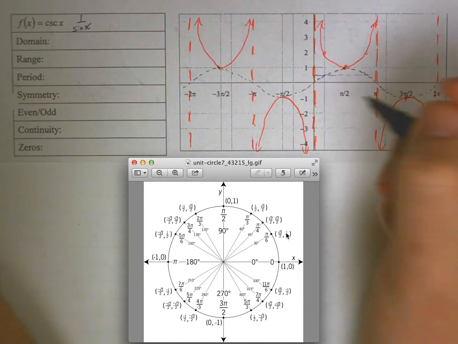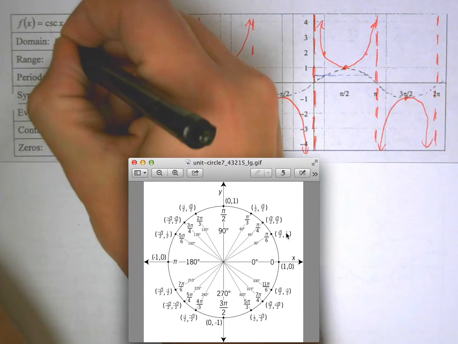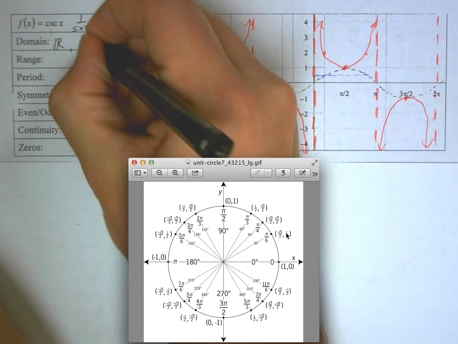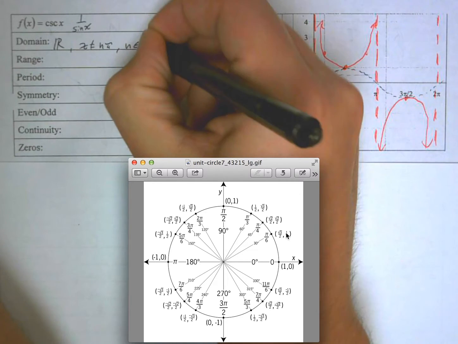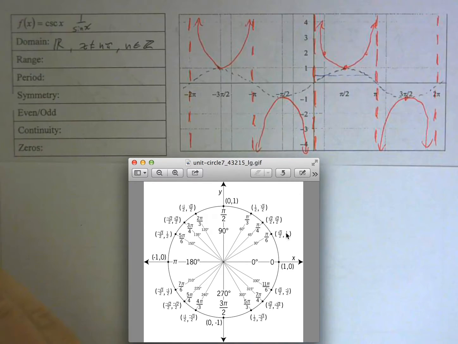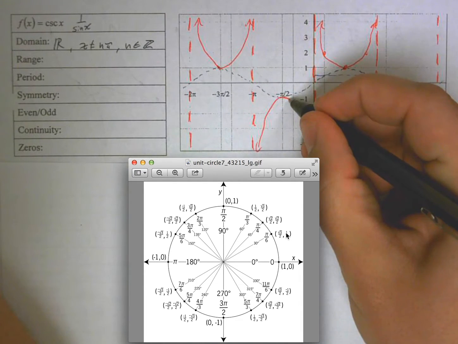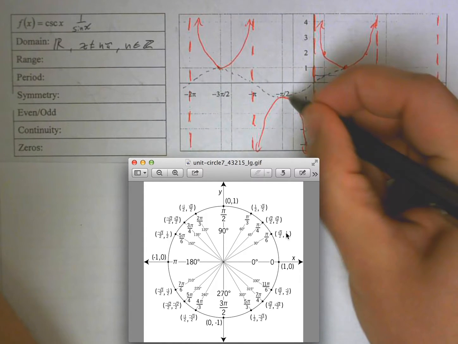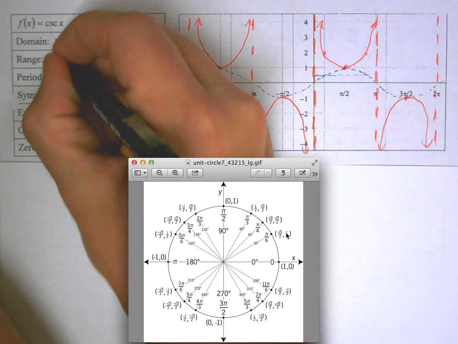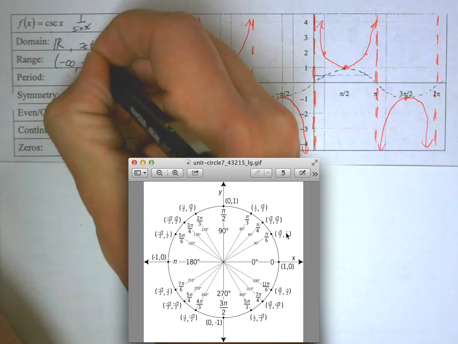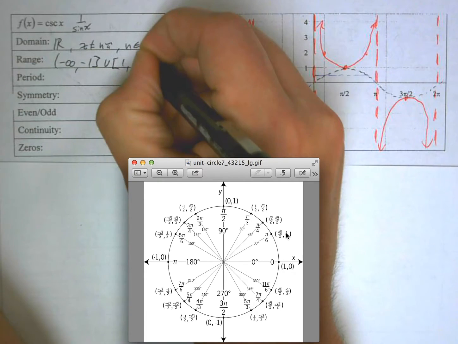All right, domain. Looks like I have everything except for my pi's. So I can say all real numbers, except x cannot equal n pi when n is an element of the integers. For range, it goes up to -1. It skips this part in the middle. I don't have that. And then it goes from 1 to infinity. So I have -infinity to -1 and 1 to infinity.